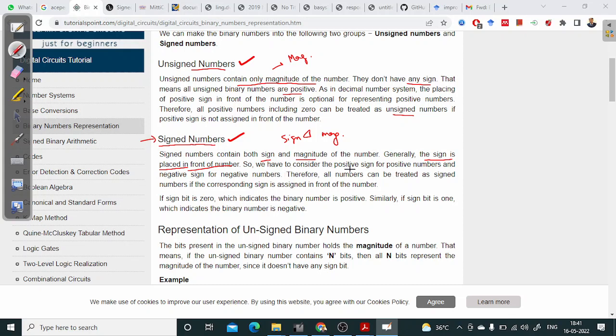So we have to consider the positive sign for positive numbers and negative sign for negative numbers. Straightforward, right? Therefore, all numbers can be treated as signed numbers if the corresponding sign is assigned in front of the numbers. So we'll have to specify whether this is a signed number or unsigned number. If we tell that this is a signed number, then we'll have to take into account the respective sign of that particular number also.